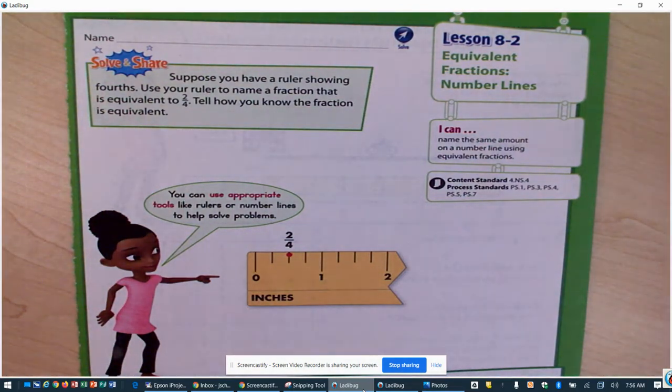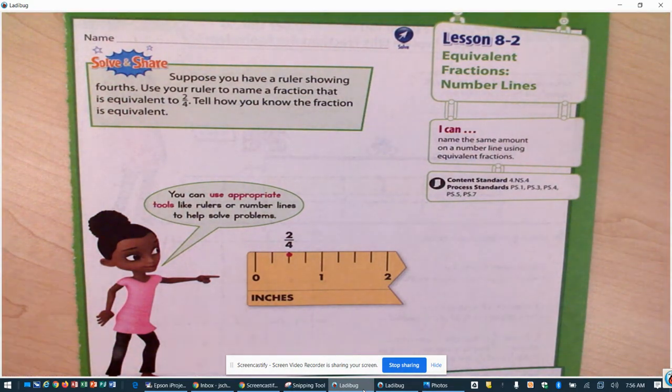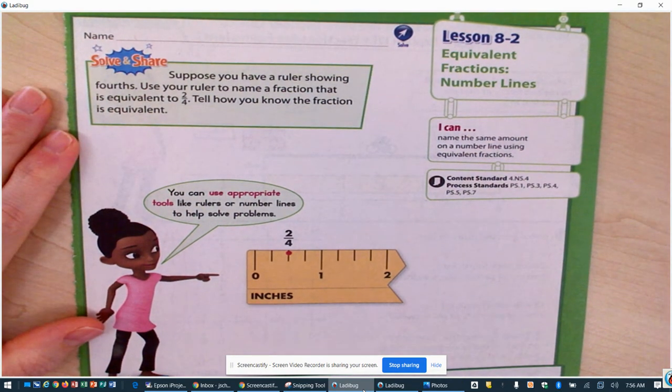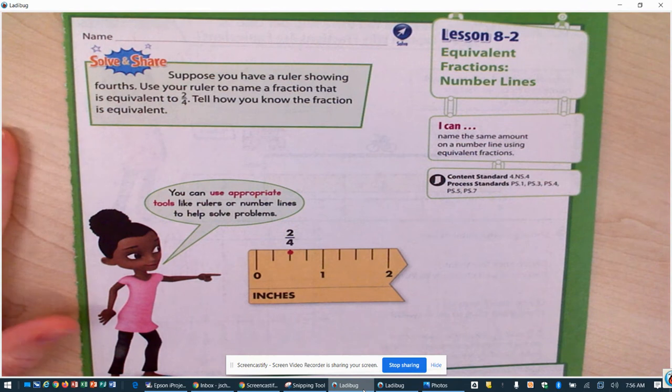All right, ladies and gentlemen, we are ready for lesson 8-2, equivalent fractions using number lines. We have to be able to name the same amount on a number line using equivalent fractions when we're done with this lesson. So I want to look at the solve and share first in this yellow ruler that you see in front of you. So I am on page 417. Make sure that's where you're at as well.